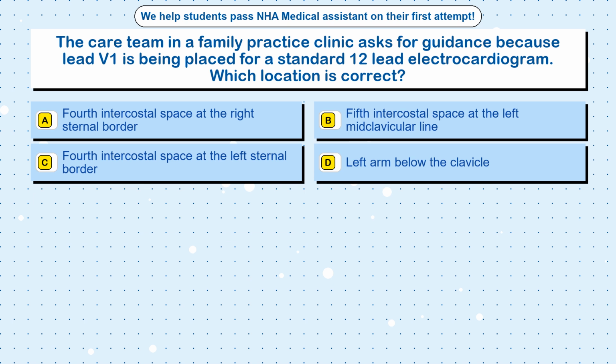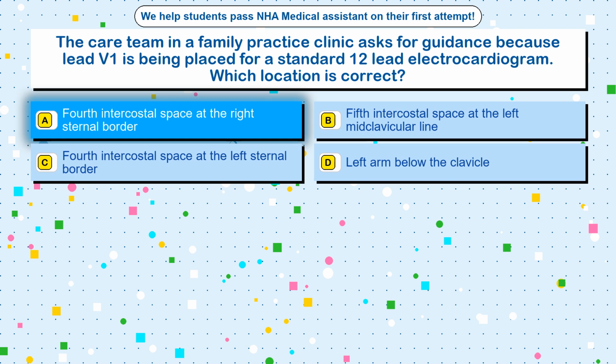Question 74. The care team in a family practice clinic asks for guidance because lead V1 is being placed for a standard 12-lead electrocardiogram. Which location is correct? Option A, 4th intercostal space at the right sternal border. Option B, 5th intercostal space at the left midclavicular line. Option C, 4th intercostal space at the left sternal border. Option D, left arm below the clavicle. The correct answer is option A, 4th intercostal space at the right sternal border.